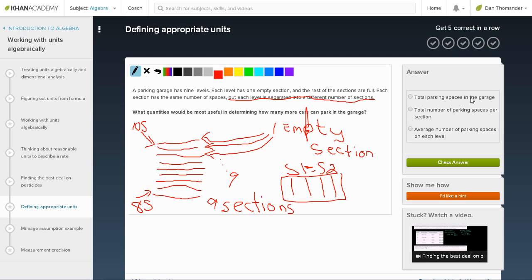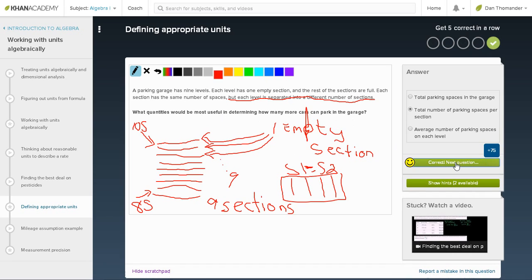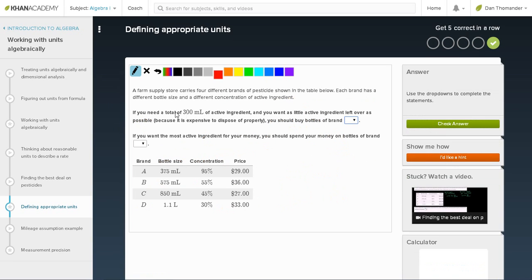So the total parking spaces in the garage wouldn't be helpful at all. The total number of parking spaces per section, yes, that would help me, right? And the average number of parking spaces on each level, no. I know I have one empty section on each level, and I know that all the sections are the same, so I have 9 empty sections. All I need to know is the total number of parking spaces in each section, multiply by 9, and I will know how many more cars can park in the garage. Right, let's go to the next question.